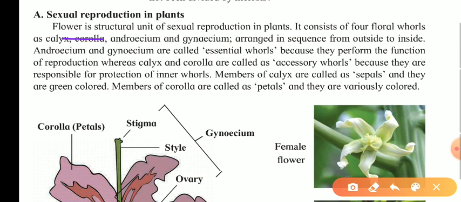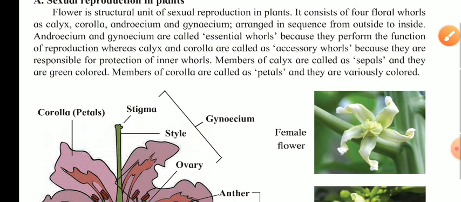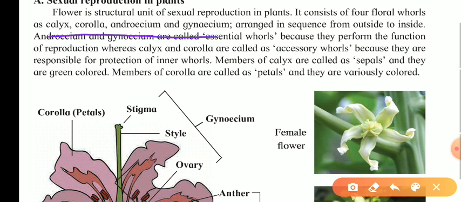The proper scientific words, if we use, it is nothing but what? The flower is the structural unit of sexual reproduction in plants. It consists of four floral whorls named calyx, corolla, androecium, and gynoecium, in which the androecium and gynoecium are the reproductive organs, or the reproductive whorls, whereas calyx and corolla are just parts of the flower.